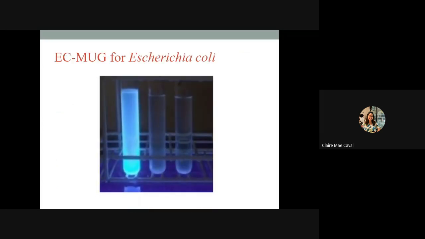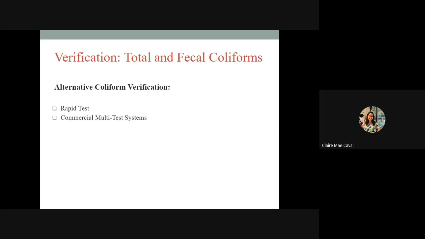ECMAG for E. coli. ECMAG is a fluorogenic substrate test for Escherichia coli. This can also be applied for the detection of Escherichia coli, but it is quite expensive compared to the traditional methods. So again, this is a fluorogenic substrate test for the detection of Escherichia coli. The presence of bright blue fluorescence is said to be positive for Escherichia coli.